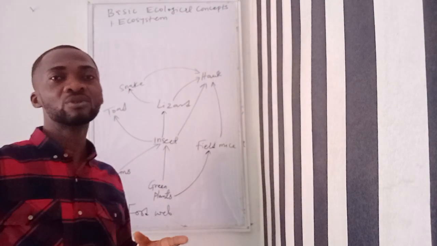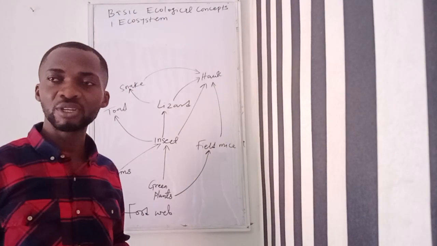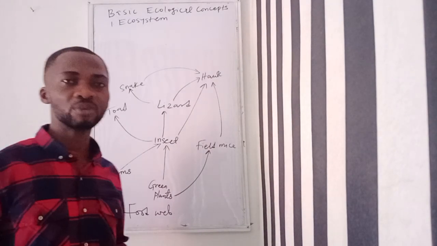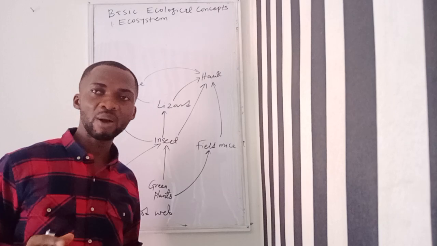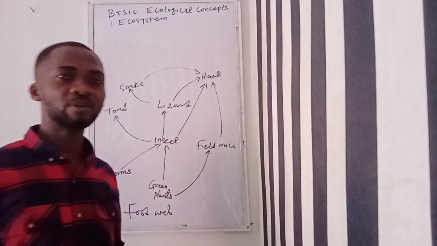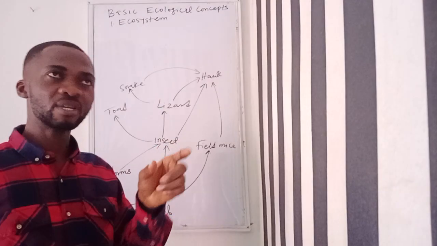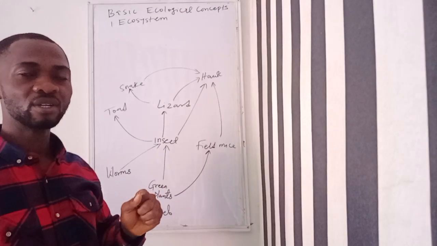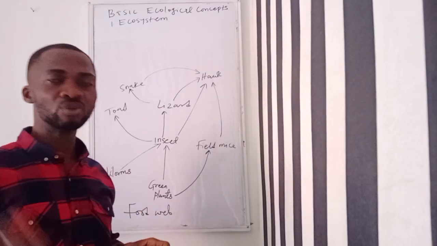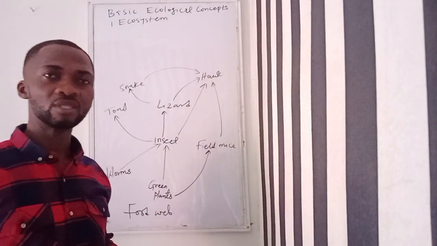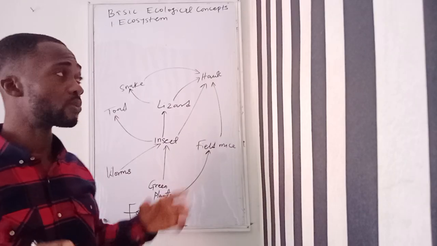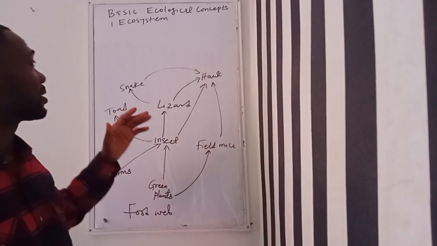The ecosystem, of course, should also have the source of energy that comes from the sun, the radiant energy that comes from the sun. And that radiant energy powers all the activities within the ecosystem, in the sense that producers harness this energy from the sun, and of course use it to produce food for other organisms at the higher trophic levels. So that is what we mean by ecosystem.